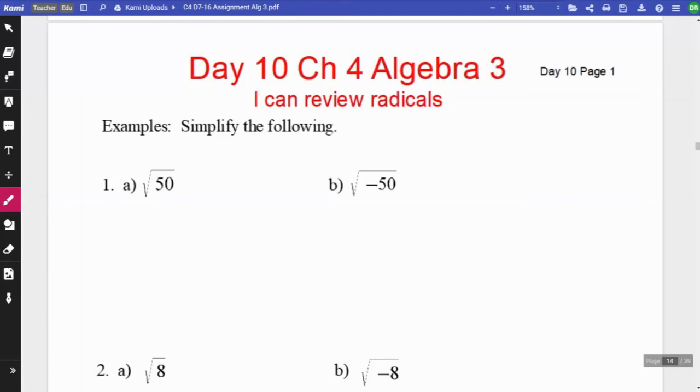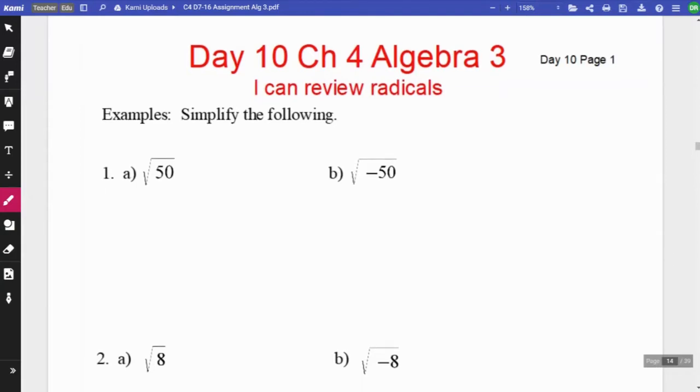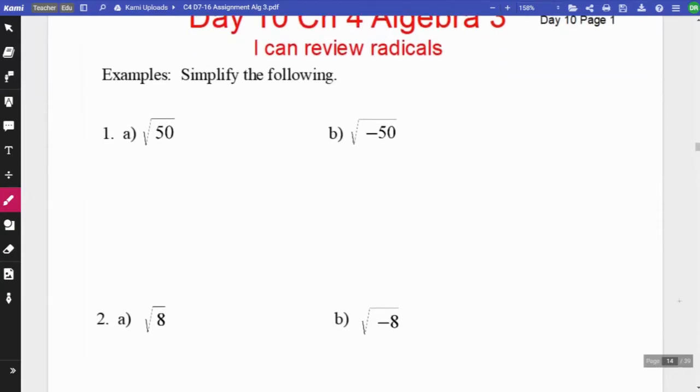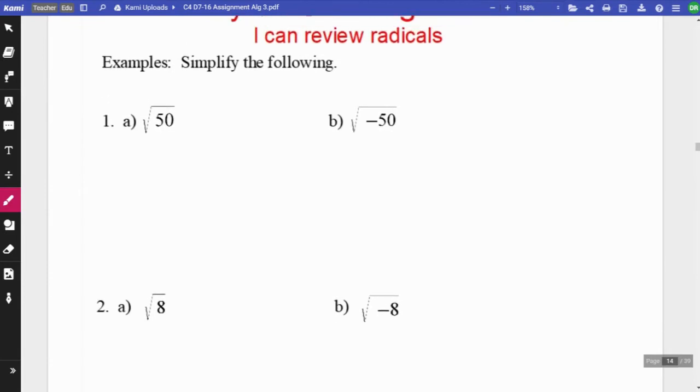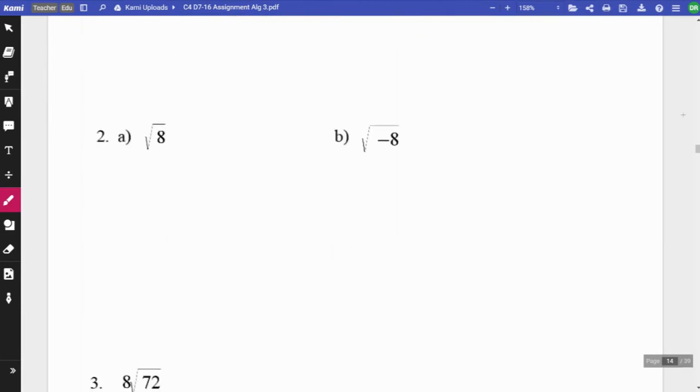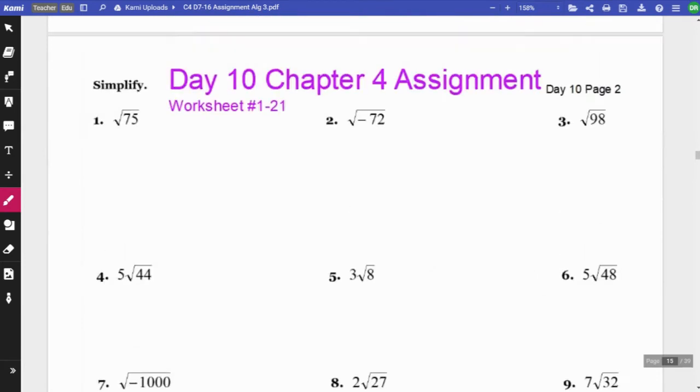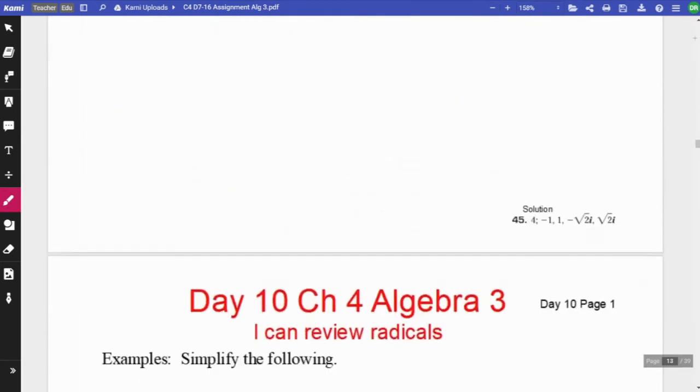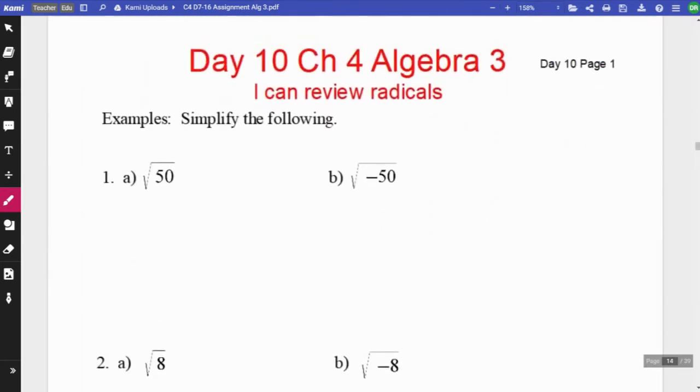Hello again. This is day 10, unit 3, which is chapter 4. And this is basically just a review of radicals, of just some properties of them and how we can simplify them, essentially. Okay, just a few examples.